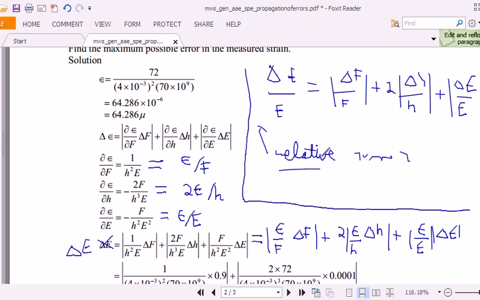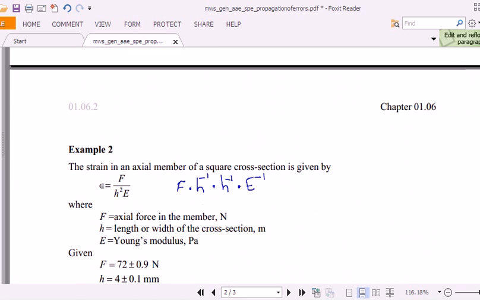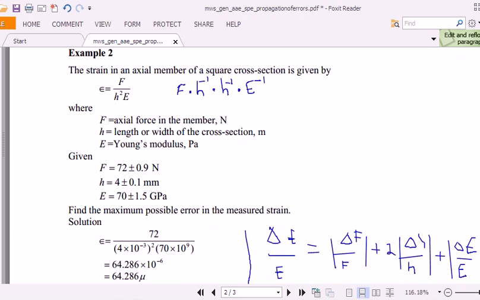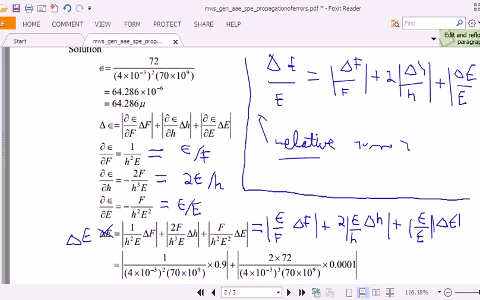Now, what's this 2 doing here? Well, if you remember, when I go up here, you'll see that there were actually 2 factors of h inverse. So the relative error of this result is equal to the relative error in f plus the relative error of each h factor plus the relative error of e. So it's a very useful result to find errors of terms where the variables are multiplied together.